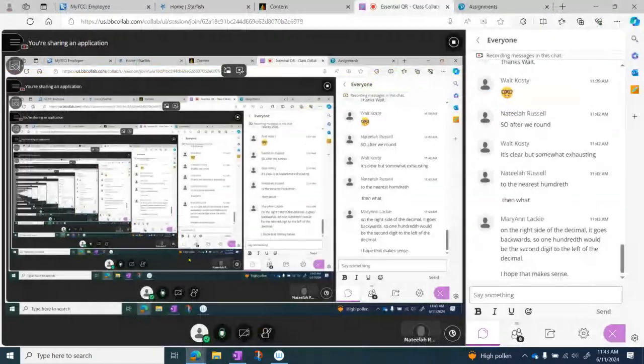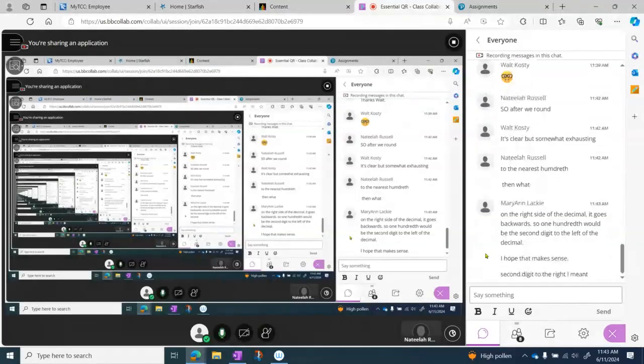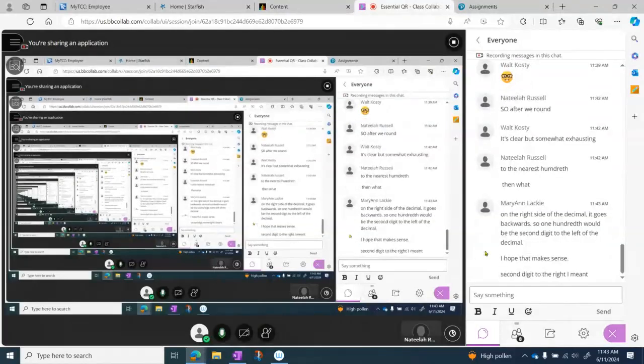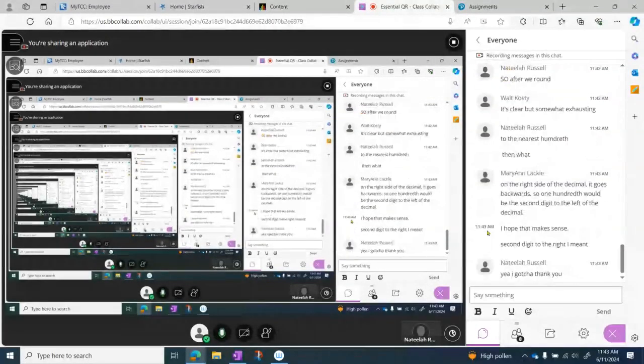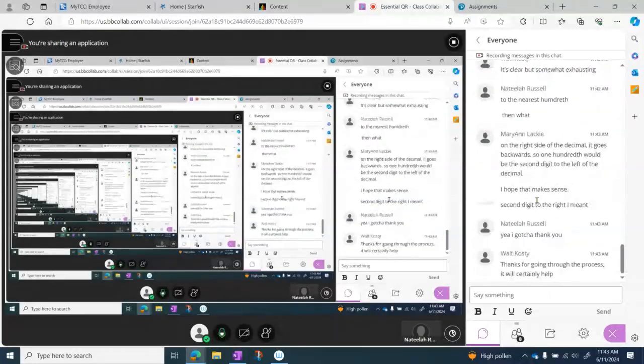I believe some of you might struggle a little when you work on this problem. That's why I'm showing you the process. On the right side of the decimal, it goes backwards. So the hundredth would be the second digit to the right of the decimal. Okay, awesome, very good. Thanks for going through the process.